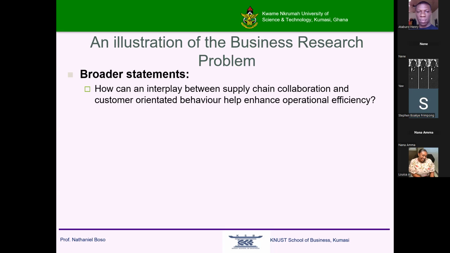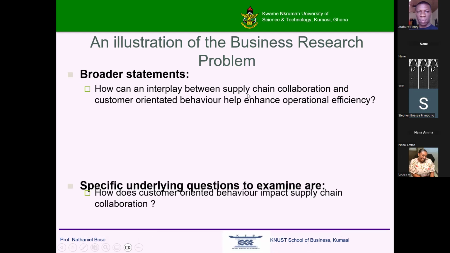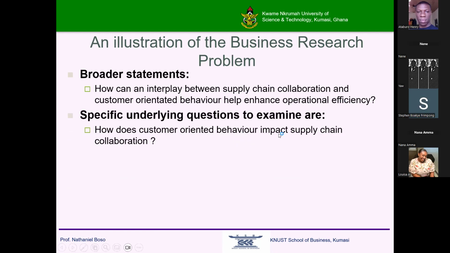So we are asking that, can you put together chicken and rice to make jollof rice or to make a sumptuous meal? So what this means is that we have some ingredients, and the ingredients clearly here become supply chain collaboration and customer-oriented behavior. And then the sumptuous meal as the outcome will be like operational efficiency. So since we do not know exactly how their interplay will enhance the outcome, we can begin by breaking this broad statement into smaller pieces. 1, how does customer-oriented behavior impact supply chain collaboration? Even the ingredients can have influence on each other. Yes.